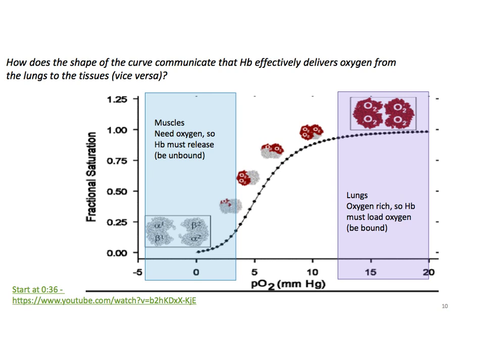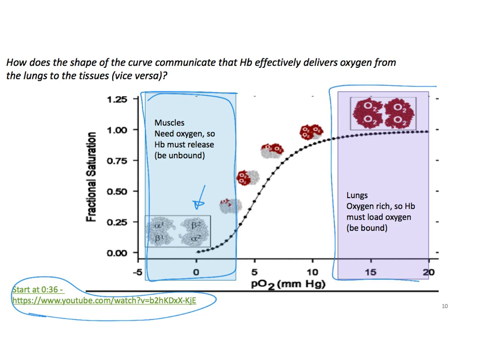And this is a figure that I found that goes with this YouTube video. If you want to, you can take the chance to look at it. But down here is where the muscles are. So hemoglobin will be mostly unbound, which is what you want. You want it to release oxygen in the muscles, and you want it to gain the oxygens in the lungs.